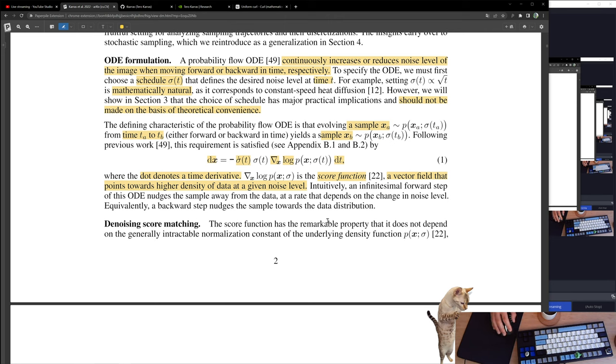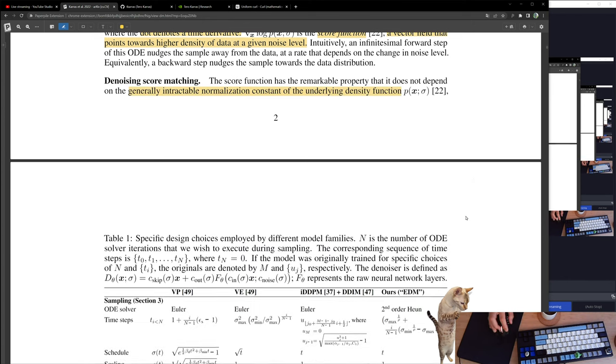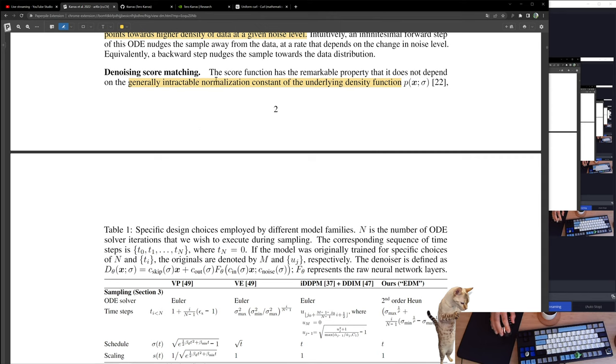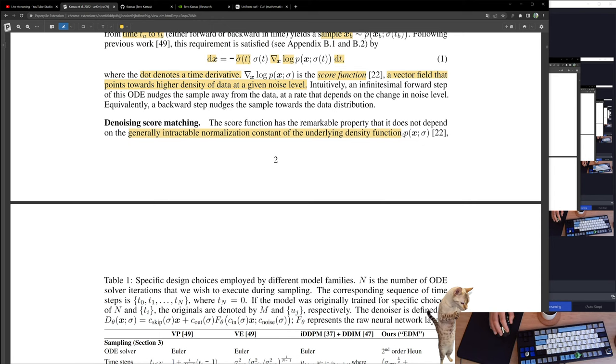The noise score function has the remarkable property that it does not depend on the generally intractable normalization constant of the underlying density function. What does that mean? Generally intractable normalization constant. So, this probability distribution of images and the standard deviation.